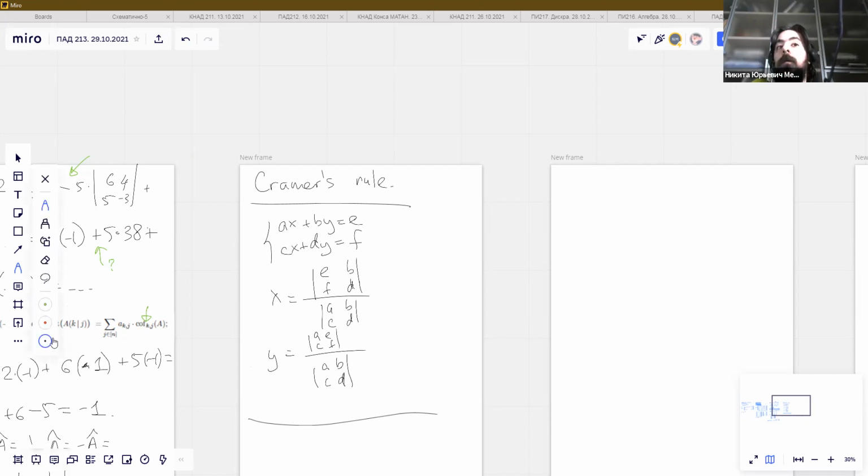So that's why we're interested in obtaining the same formulas for n by n systems. This determinant in the denominator, we usually denote with capital delta. And this is usually denoted as delta x and delta y correspondingly.